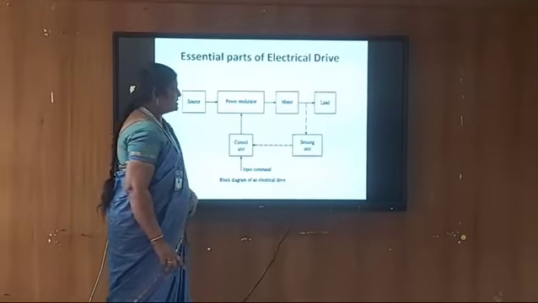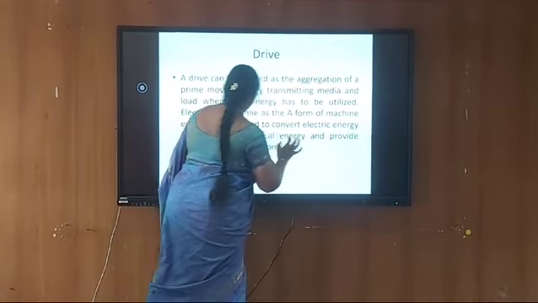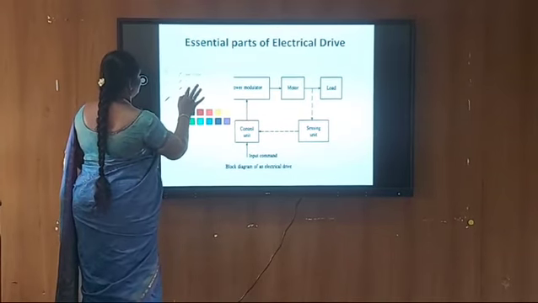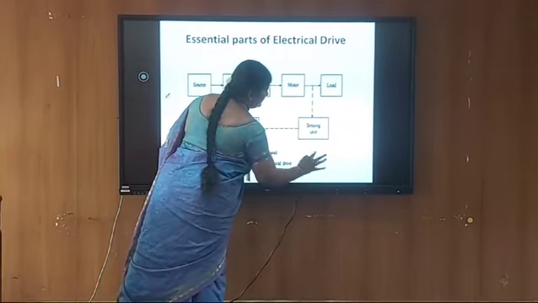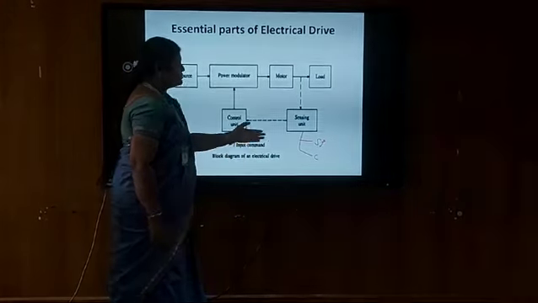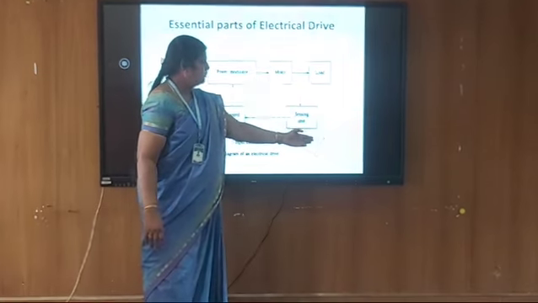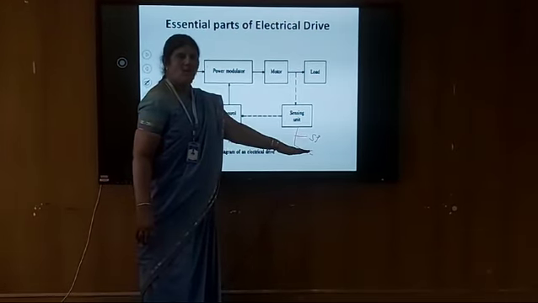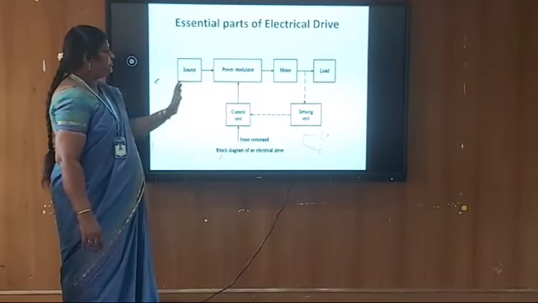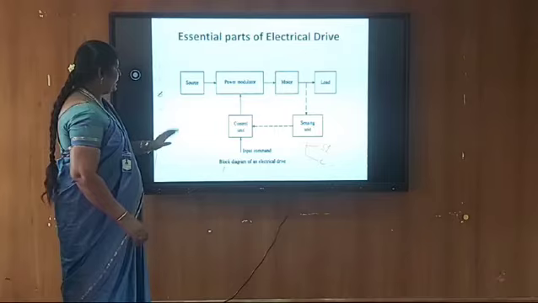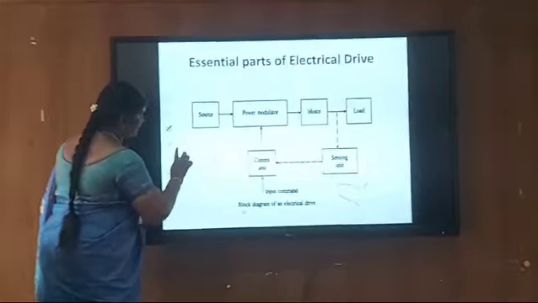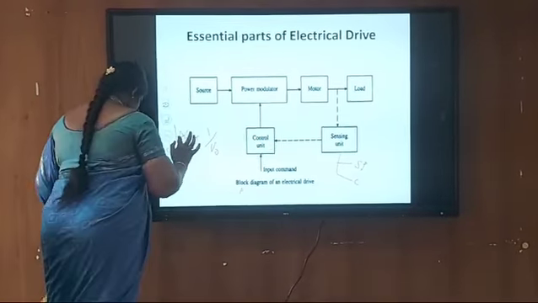Next we use the sensing unit. Normally I use a speed sensor and a current sensor. For speed we use a tachometer, and for current we mostly use a Hall effect sensor. The control unit controls the circuit. Here it mainly controls the firing angle only. The firing angle is inversely proportional to the average output voltage, depending upon our requirement.